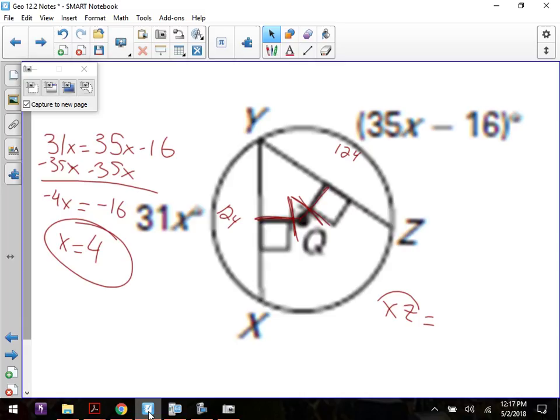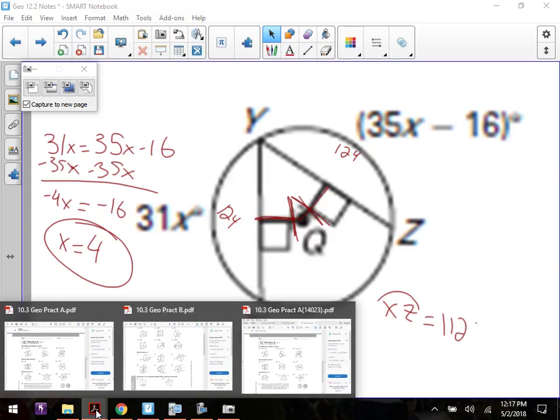She just took the 2 of them and subtracted them from the 360 because that's how many degrees are in a circle. Then you got, what was it, 112? Again, this really isn't all that terrible.